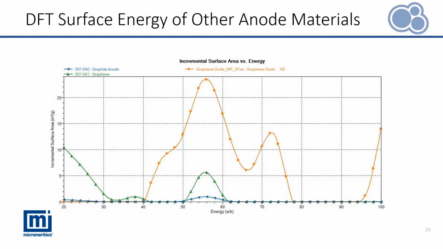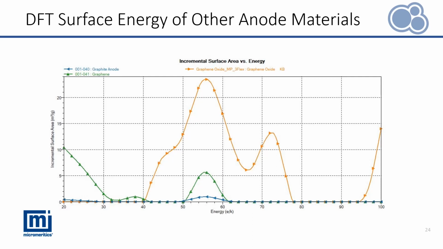Here is an overlay of two additional anode materials, graphene and graphene oxide, sourced from Sigma Aldrich, and both of these showed more surface area than the graphite sample. The graphene sample consisted of prismatic planes and basal plane, but no defects, and the graphene oxide consisted of prismatic, basal planes, and defects, where the basal plane contributed the most to the total surface area.